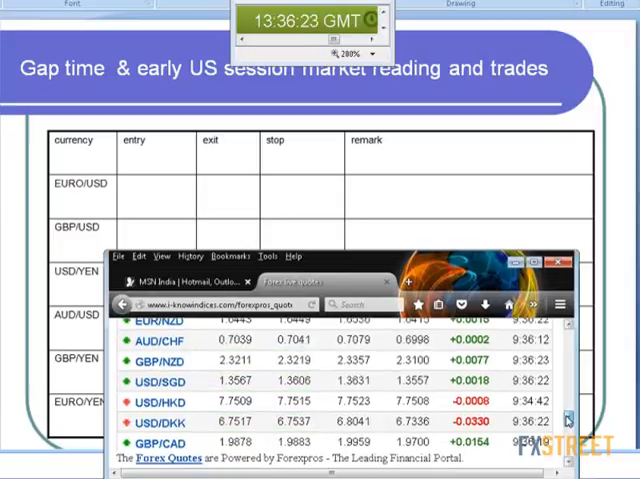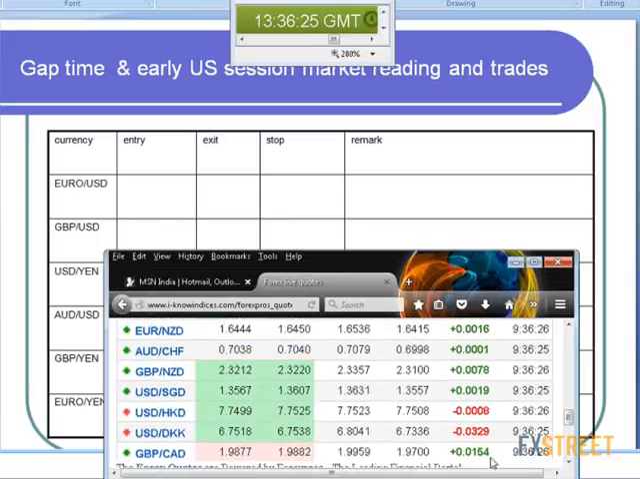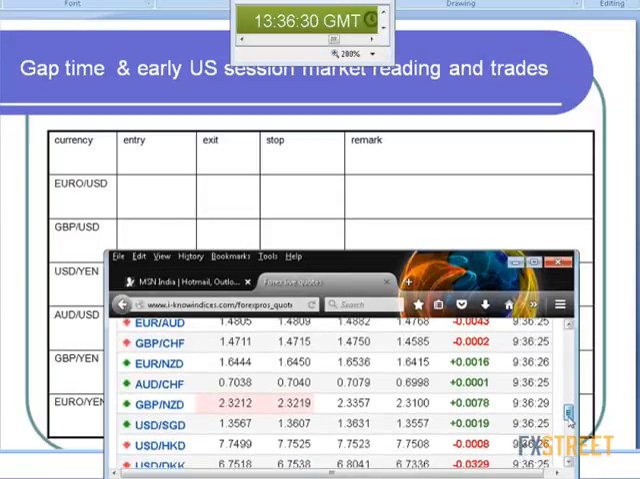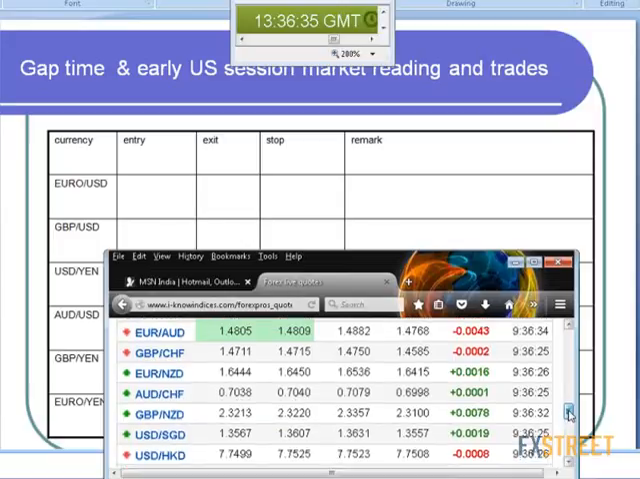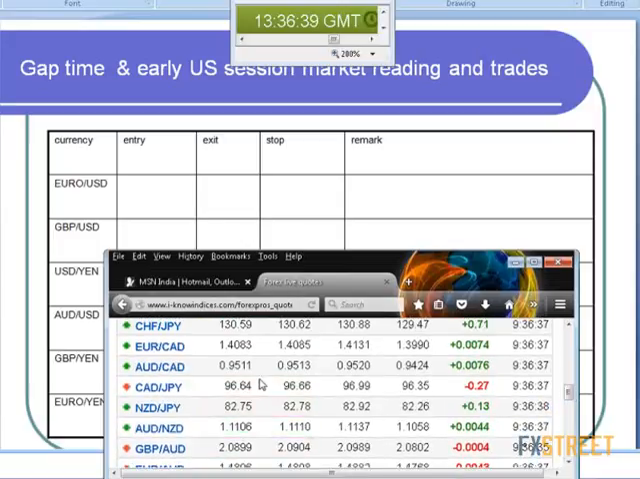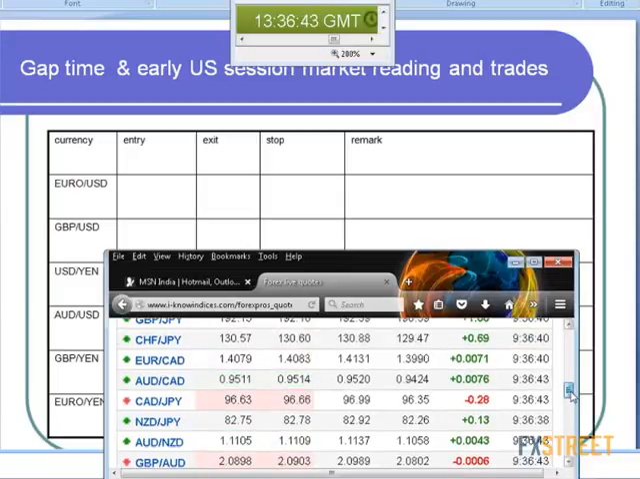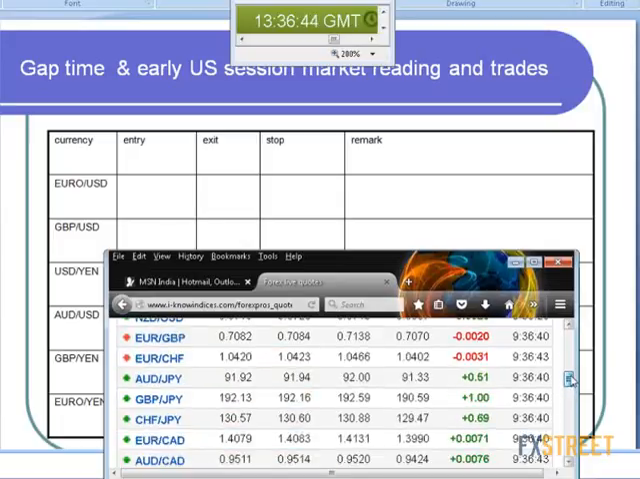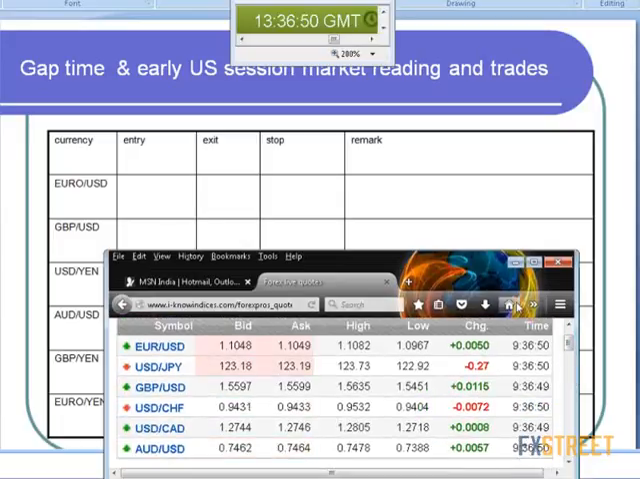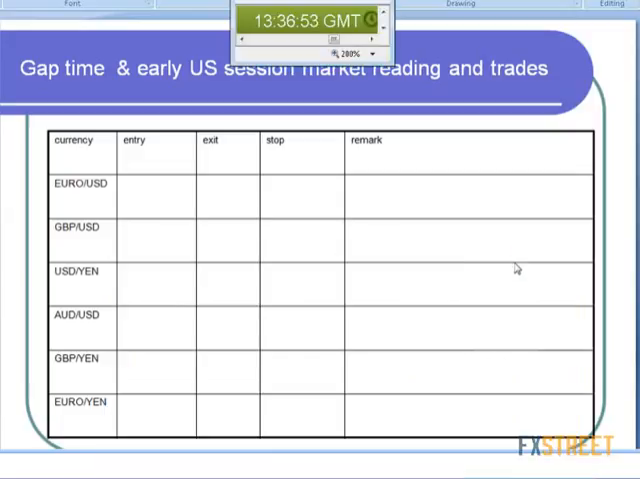See, GBP CAD has made about 154 pips net change. So all the AUDCHF, okay. AUD CAD about 76 pips, Euro CAD about 71 pips. So the commodity pairs, and especially the GBP commodity pairs, they have made big moves in the market. That's how they handle the market.